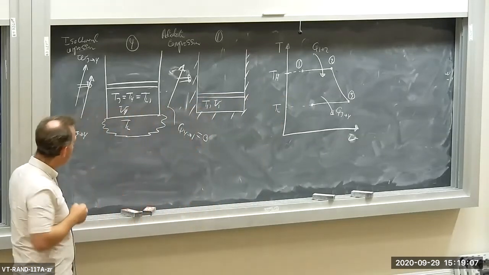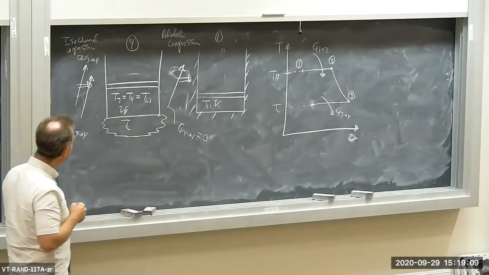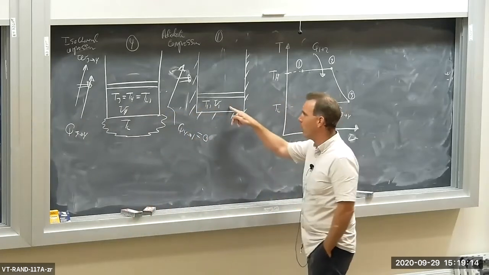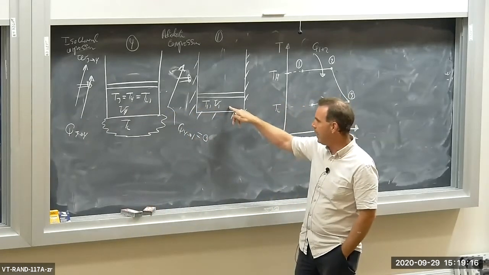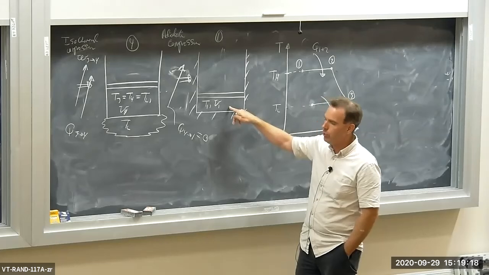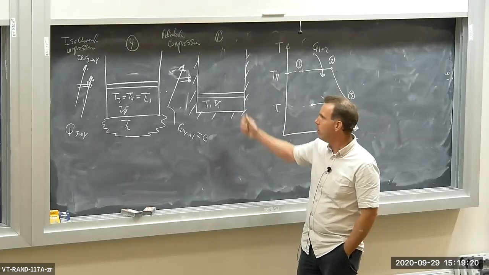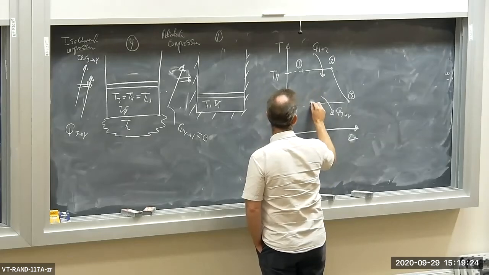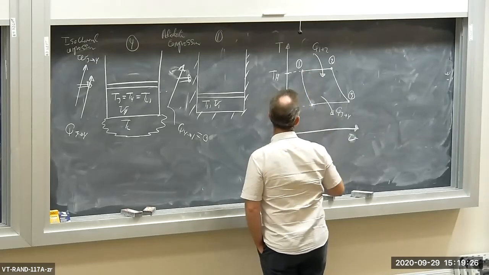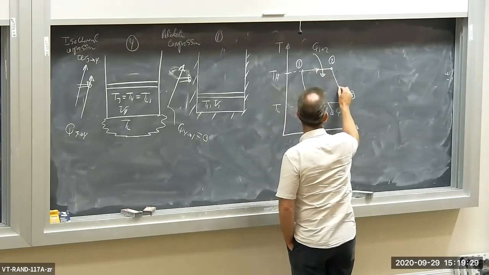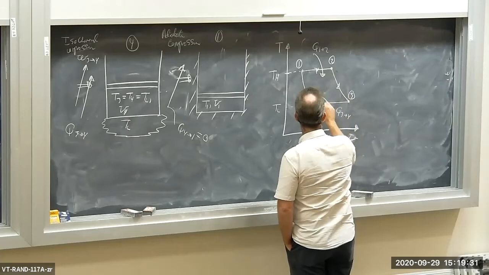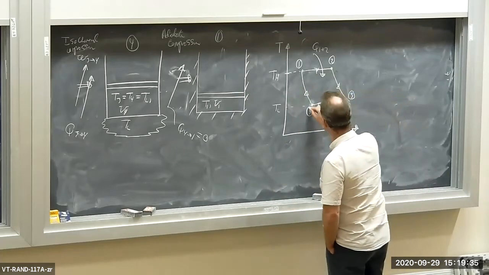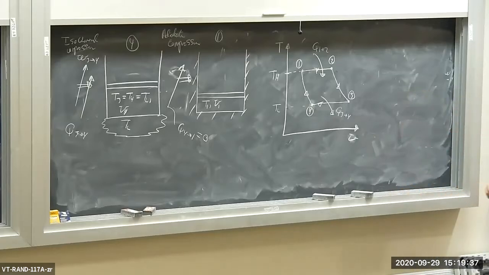And then 4 to 1, back to the original state, is adiabatic compression. So volume goes down, temperature goes up, because we're doing work on the fluid, the gas, whatever it is. We're doing it without heat transfer, so temperature's got to go up as we do work on the working fluid. Okay? So this is state 4. All right?